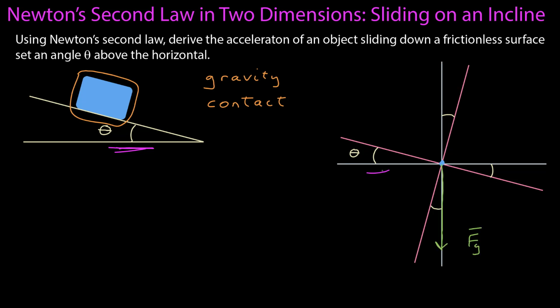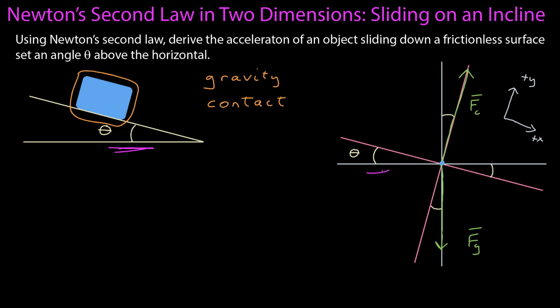Now I get my forces on my free body diagram. My first force is gravity, and I know, given the gravity model, that that points to the surface of the Earth, straight down, so that's going to be along that gray axis. The second force is a contact force, which I know is perpendicular to the surface, so that points along the pink axis.